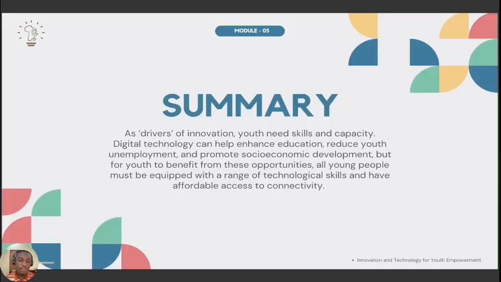Then, in summary, as drivers of innovation, youths need skills and capacity, right? And digital technology can help enhance education, reduce youth unemployment, and promote socioeconomic development. But for youth to benefit from these opportunities, all young people must be equipped with a range of technological skills and have affordable access to connectivity.